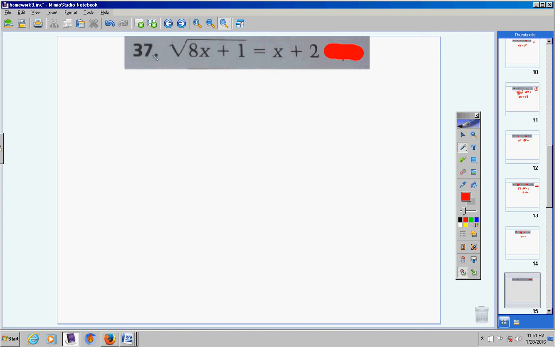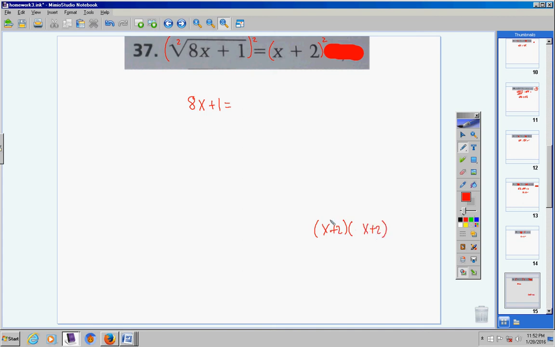We see that right away. Here's my radical. Here's my x under the radical. So step 1 is to isolate the radical. It's already isolated. Step 2 is to eliminate the radical. So because there's a 2 here, I'm going to raise this entire side to the second power. So I must raise this side to the second power. When you square a square root, you're left with the radicand. And when you square x plus 2, that's really like x plus 2 times x plus 2.